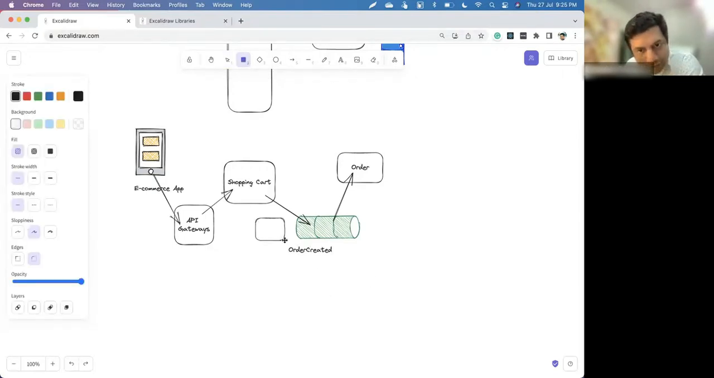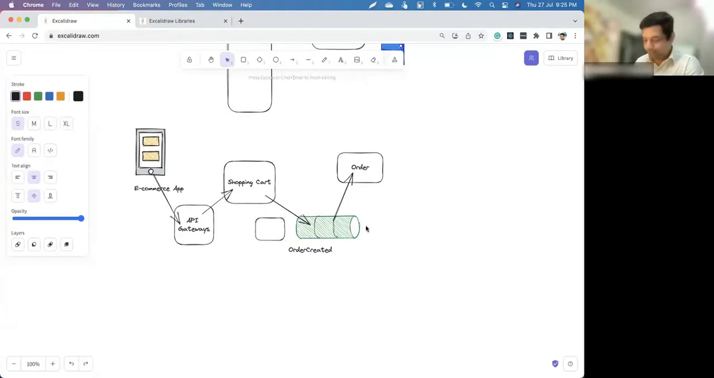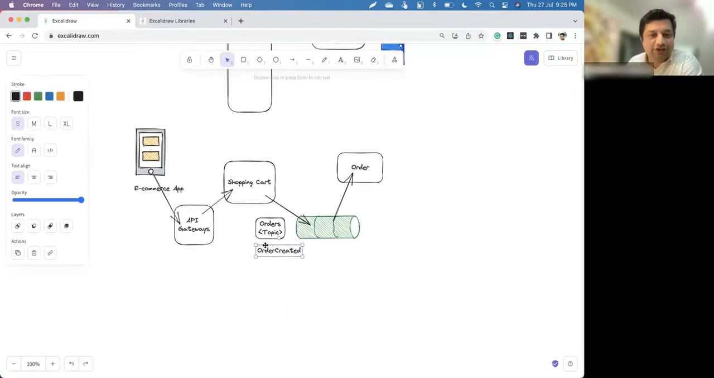Right, one event you can create. There could be a topic in the queue, which we call order topic, right? Orders. Let's call this orders topic. So this is basically nothing but a classification of messages, and you create an event called order created. In this event, you have product ID, quantity, that's all, right?